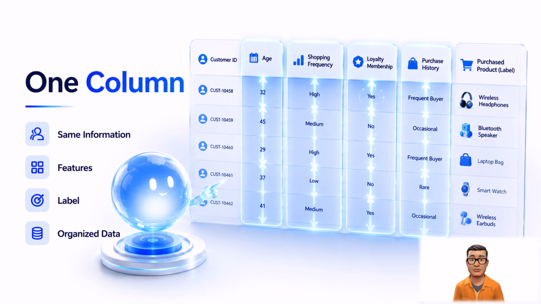Now let's look at the dataset from a different perspective. Instead of looking across a row, look down a column. Each column stores one type of information for every customer. One column may contain ages, another may contain shopping frequency, another stores loyalty membership, and one column contains the label, the known outcome. This consistent structure makes it much easier for machine learning algorithms to process the data.